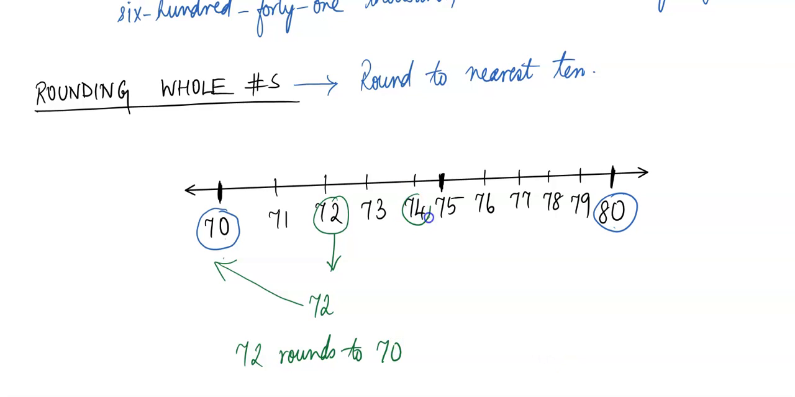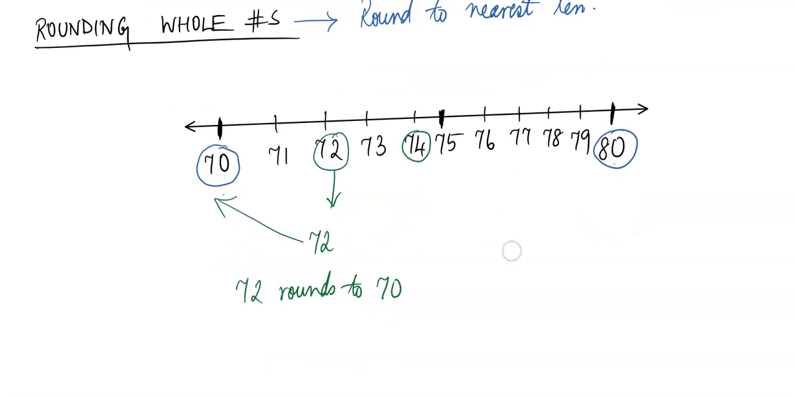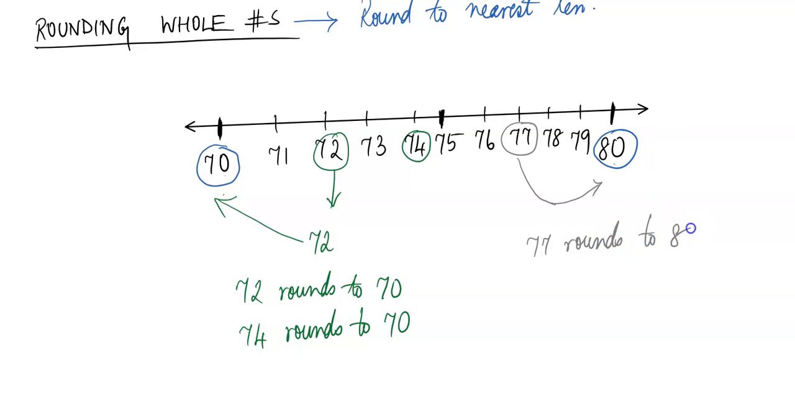You can take 74. 74 also, the closest number, 80 is far off, 70 is closer. So 74 also rounds to 70. Okay. If I choose 77, notice how 77 is closest to 80. So 77 rounds to 80. And 79, of course, is very close to 80. So 79 rounds to 80.